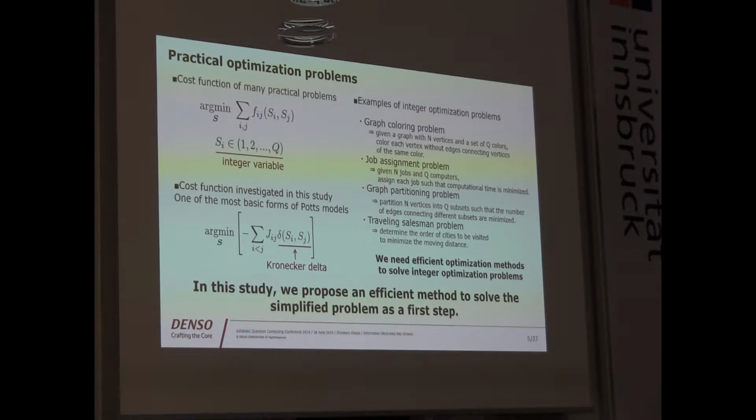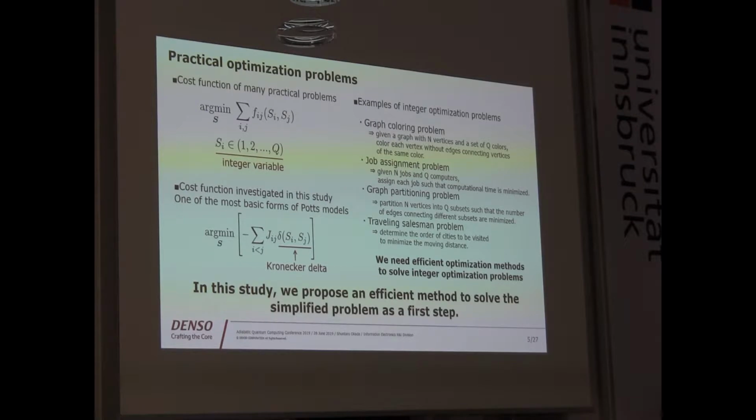Examples of integer optimization problems are shown here. In the graph coloring problem, a graph with n vertices and a set of q colors are given, and it is required to color each vertex without edges connecting vertices of the same color. In the job assignment problem, n jobs and q computers are given, and it is required to assign each job to one of the computers, such that the total computational time is minimized. Furthermore, the cost functions of the graph partitioning problem and the traveling salesman problem are defined by integer variables.